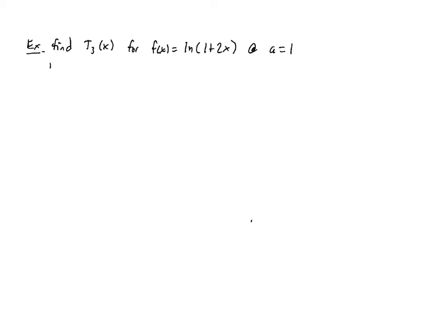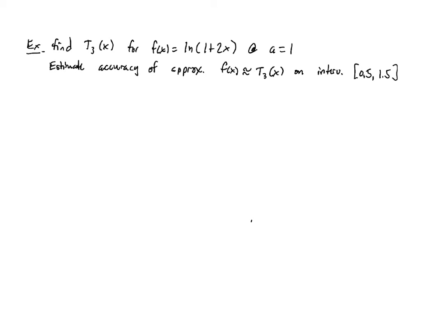And then we're going to estimate the accuracy of the approximation of this function by its third Taylor polynomial on the interval from 0.5 to 1.5. Notice that this is an interval that's centered at my point a equals 1.